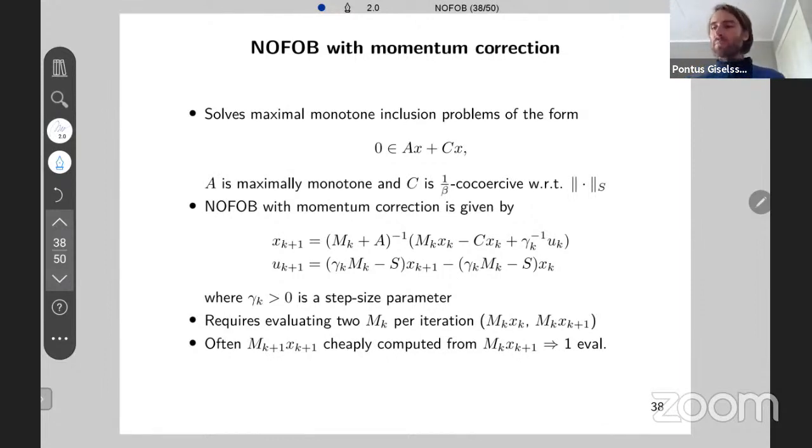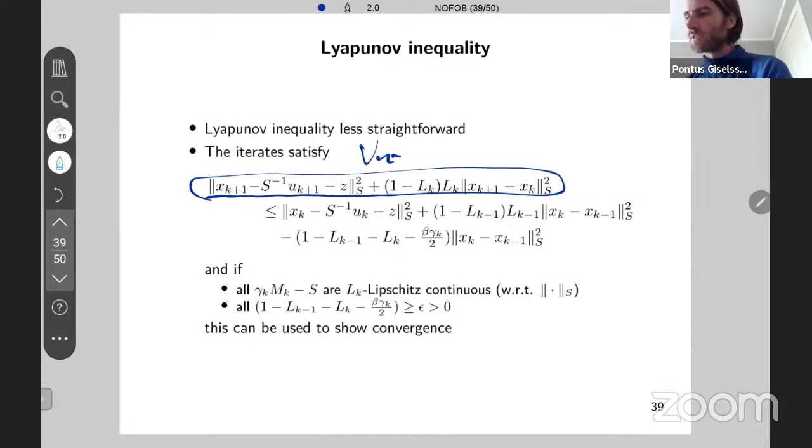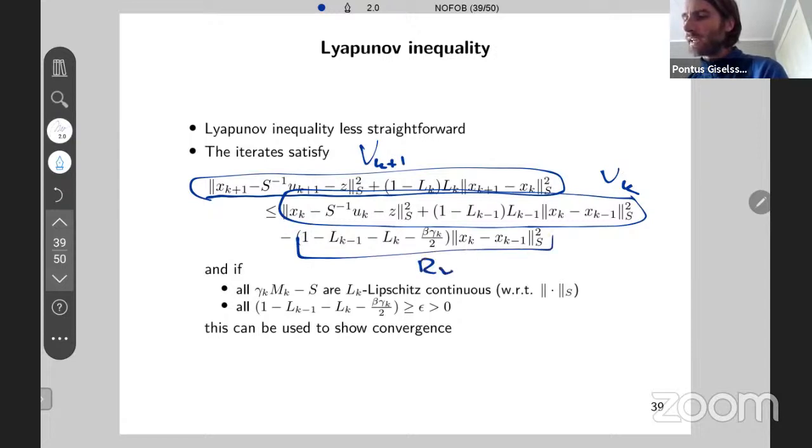And this MK can be, depending on the algorithm, quite costly to evaluate. So it might be good to avoid one application if possible. And as you see here, the Lyapunov analysis is a bit more involved. We have one quantity here, which we can call VK plus 1. We have the same quantity here, VK, but one iteration index lower. And then we have a third thing here, RK, which says that VK plus 1 is less than VK, unless RK is 0. And RK is positive, so we have some decrease of VK.